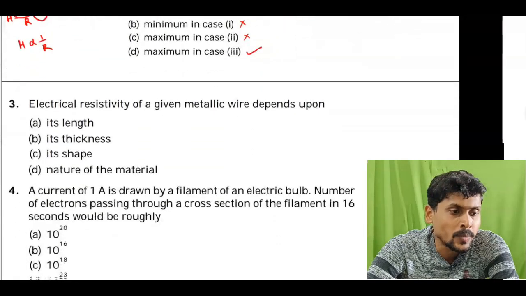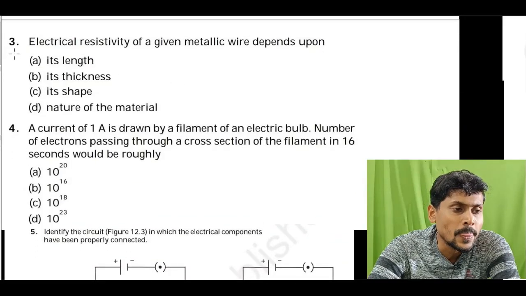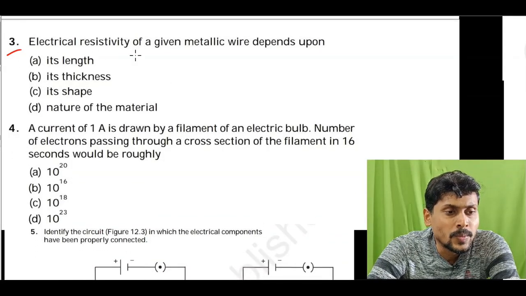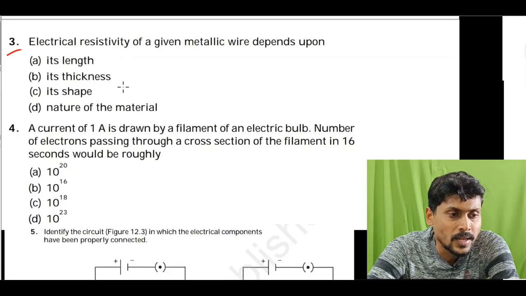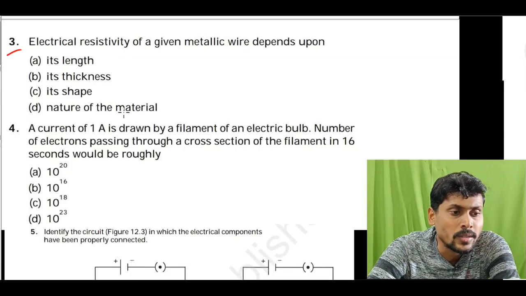And now let us move to the next one. It is a very easy question. Electrical resistivity of a given metallic wire depends upon what? Its length, its thickness, its shape, or nature of the material.